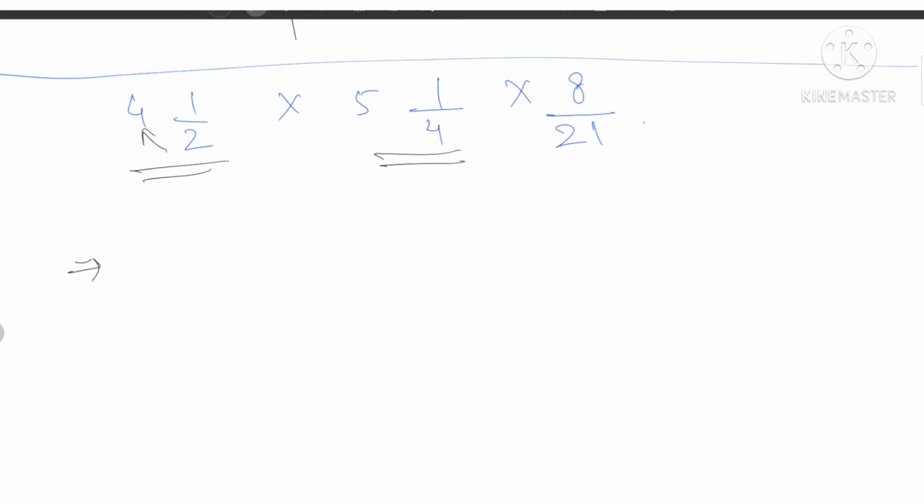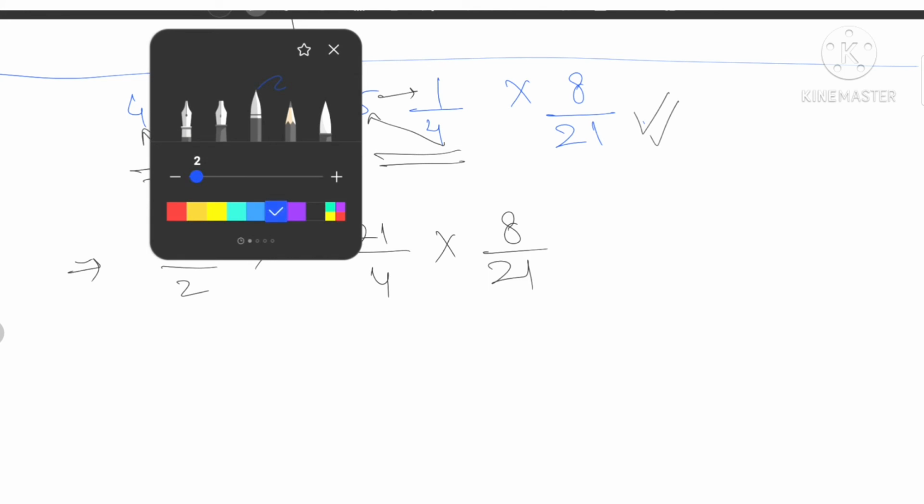This becomes 4 eights are 8, 8 plus 1 is 9, 9 by 2 into 5 fours are 20, 20 plus 1 is 21 by 4 into 8 by 21. This will remain as it is. It will not be changing at all.